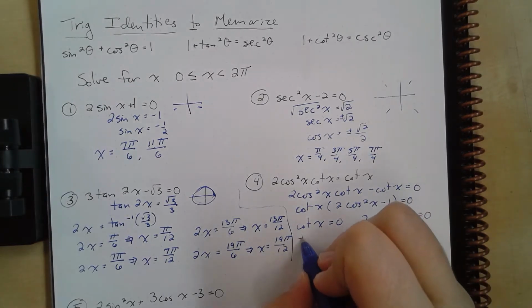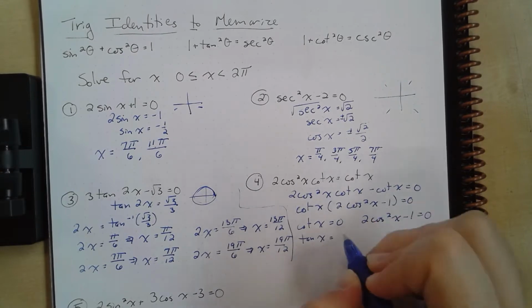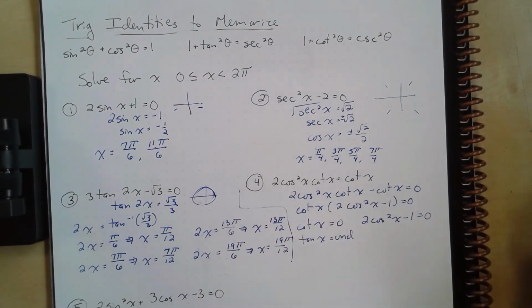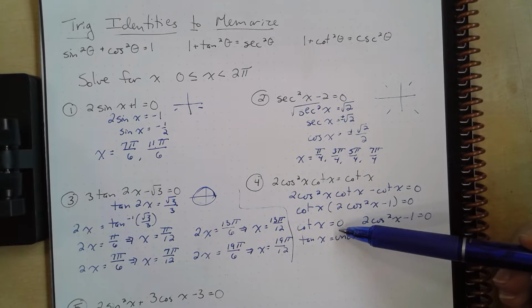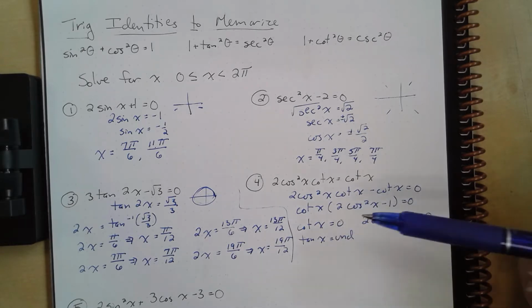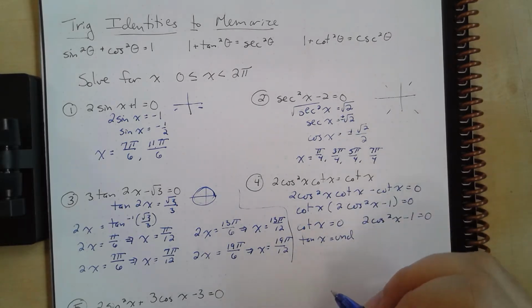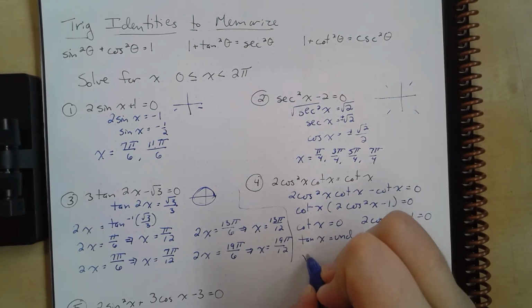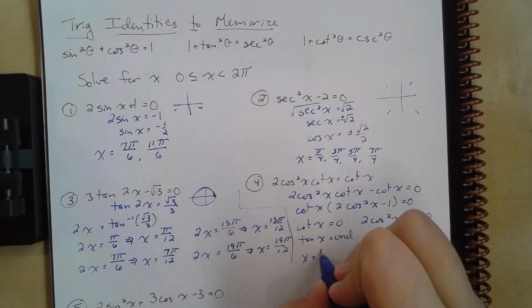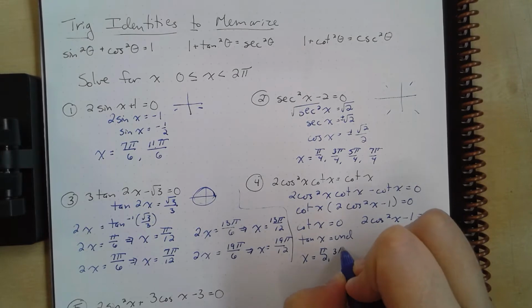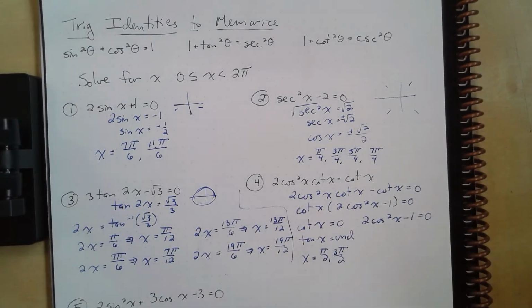If I have cotangent of x is equal to 0, well, then that means that the tangent of x is basically going to be undefined, right? Because if I have 0 over 1 and I inverse that, it's going to be 1 over 0. So where's the tangent of x undefined? Well, the tangent of x is undefined when x is equal to pi over 2 or 3 pi over 2.